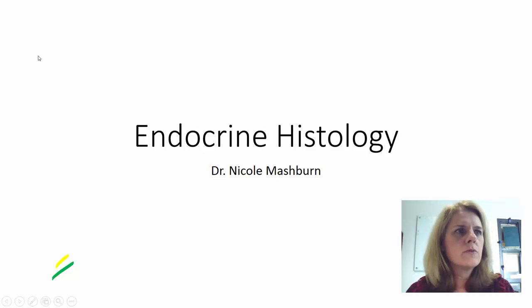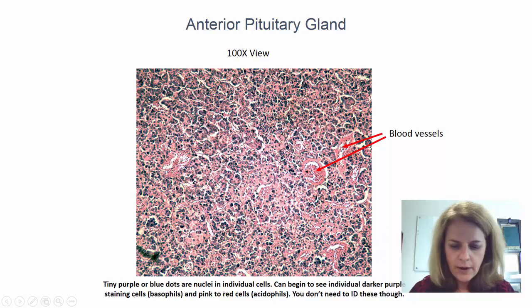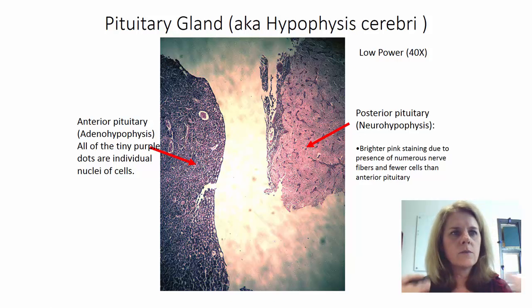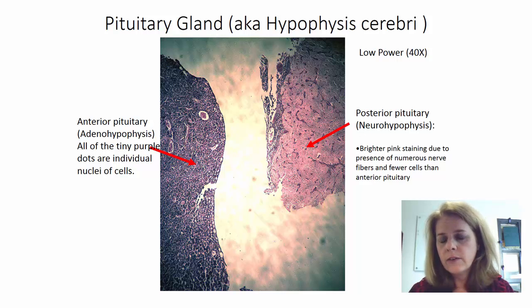So I'm going to run through this real quick and go through endocrine histology. Okay, so we're just going to work our way through the different glands. The first thing we're going to talk about is the pituitary gland. And hopefully you've been watching some videos and you're starting to learn that the pituitary gland is actually two. There's a posterior pituitary and an anterior pituitary.